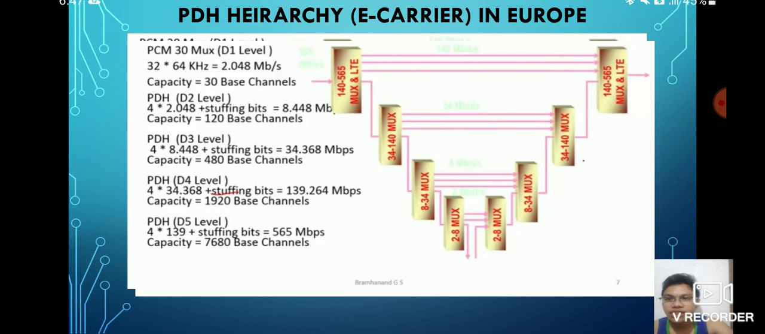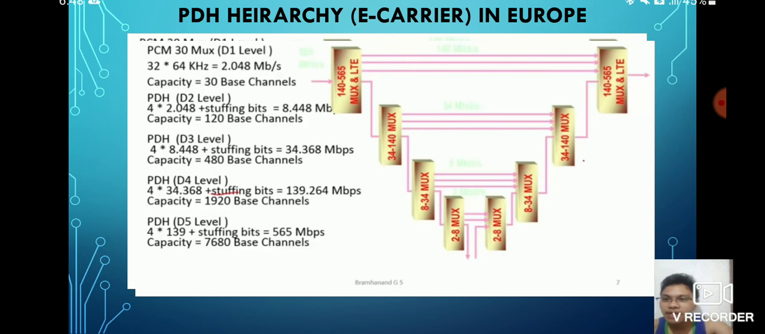Next is the PDH hierarchy, or the E carrier in Europe. We have the PCM, the D1 level, which is 32 multiplied by 64 kilohertz. We get 2.048 megabits per second, and the capacity of it is 30 base channels. The next level is the D2 level, which is 4 multiplied by 2.048 plus stuffing bits, equal to 8.448 megabits per second. It has the capacity of 120 base channels.